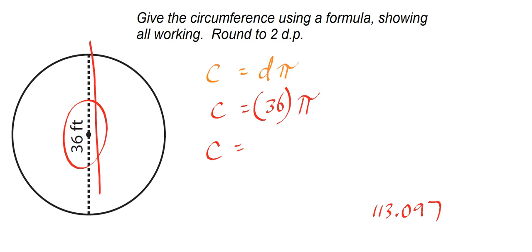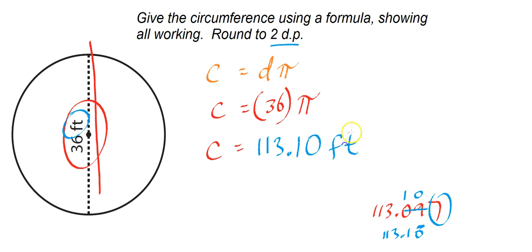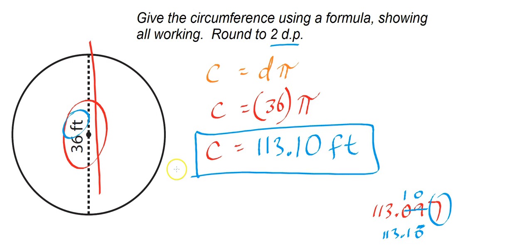Okay, to 2 decimal places, remember, so that's here. This is a big number, so this has to go up to 10. So, like this. And so the answer is 113.10 to 2 decimal places. What's the unit of measurement? It's feet. And that's the final answer.